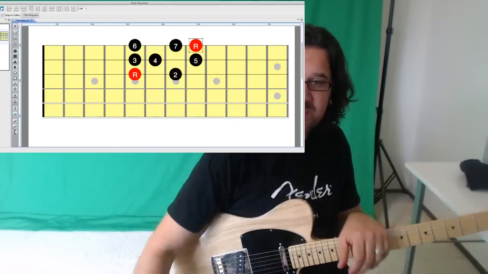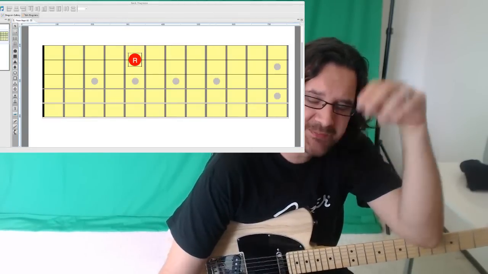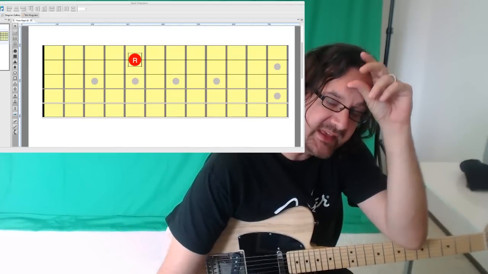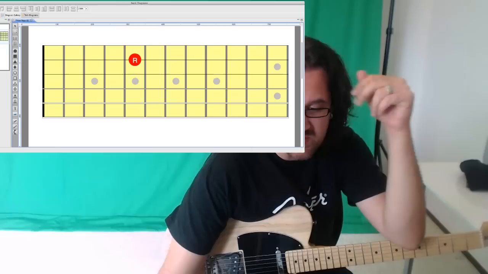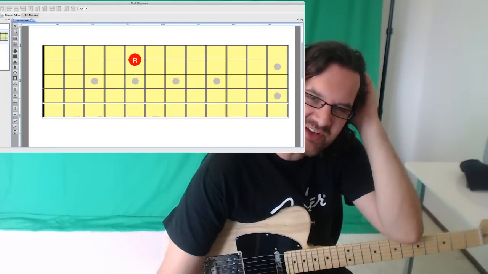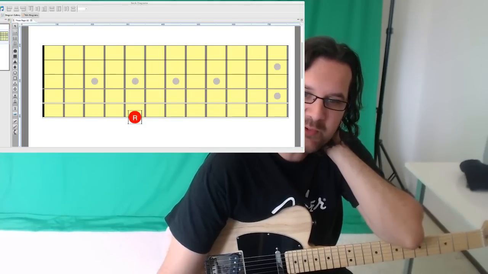And last but not least, intervals found on the 2nd string. This is our root. Which shape are we going to use? Well, we only have one more string left, the 1st string. So our shape is not really going to cover all the intervals. We can't go to the octave here. But do we have to change our shape from the very first shape that we had?